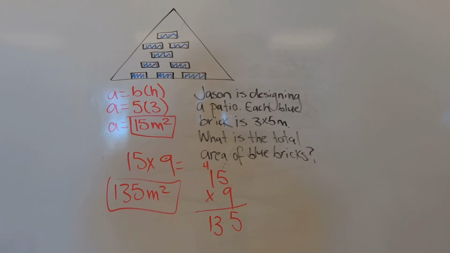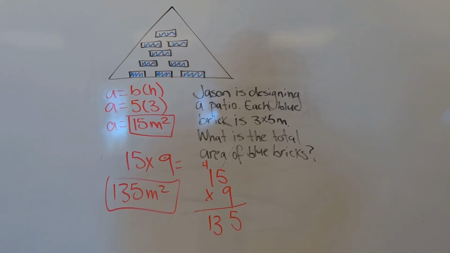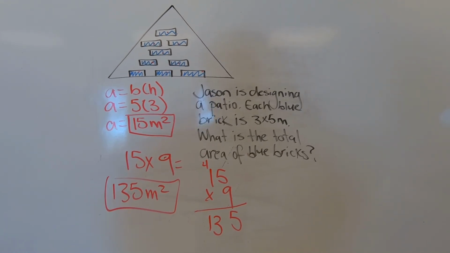So again, guys, these types of word problems, and there is going to be one on this next sheet, all you need to do is find the area of one of the bricks or one of whatever they give you the measurements for, and then multiply that by how many there are in total. And that will give you your answer.